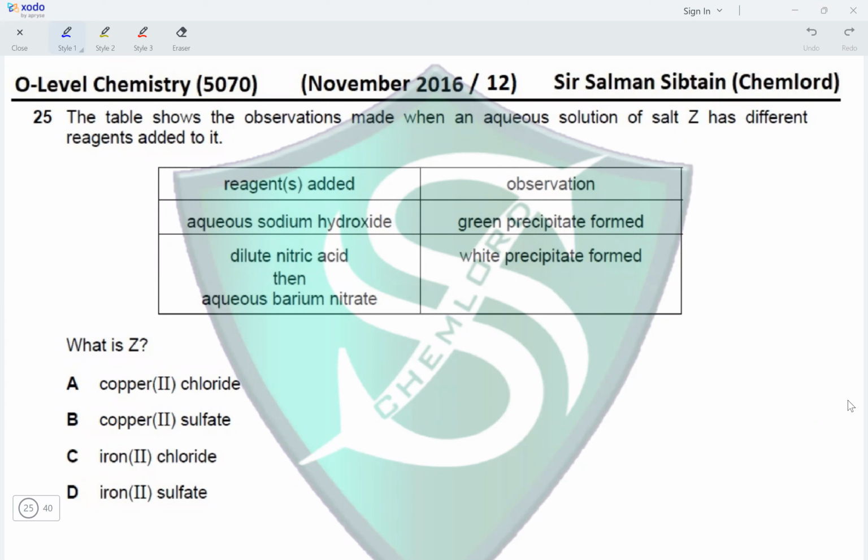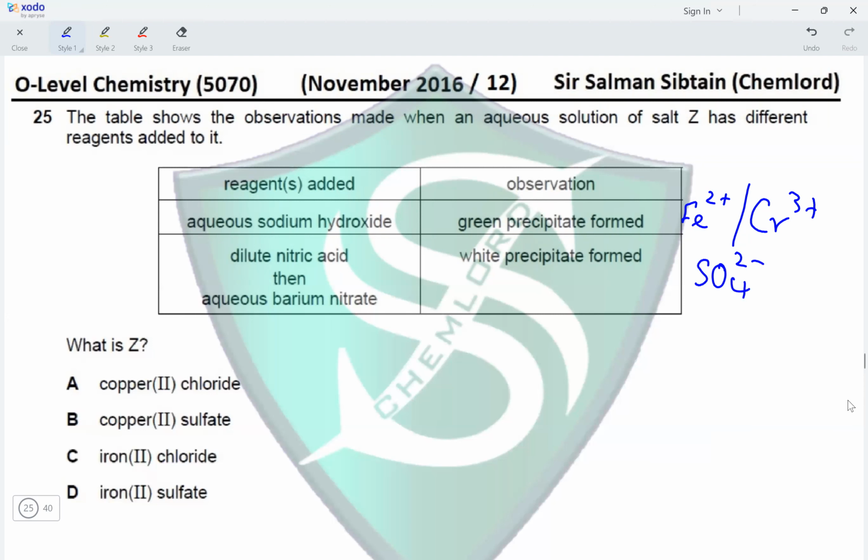So aqueous sodium hydroxide results in the formation of a green precipitate. So this could be Fe2+ or Cr3+. And since dilute nitric acid and barium nitrate is added, then the white precipitate formed is that of sulfate.